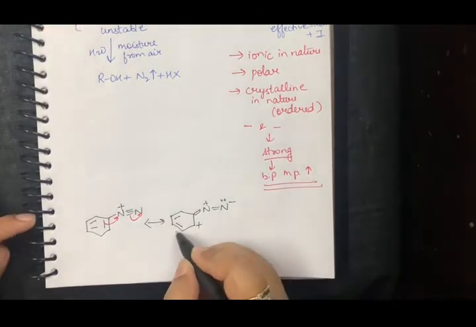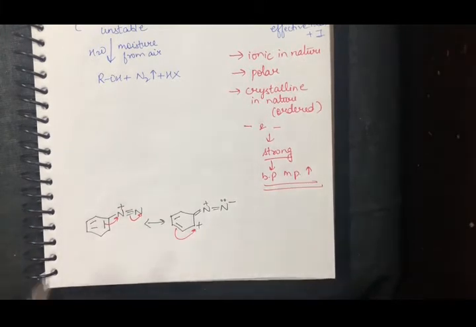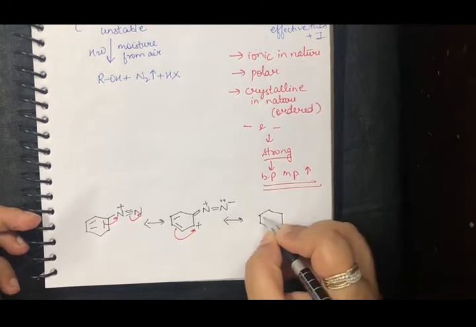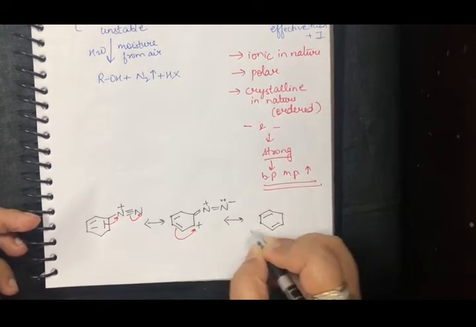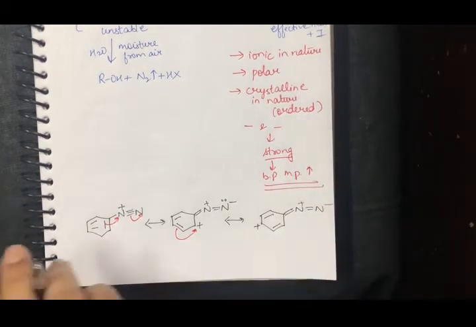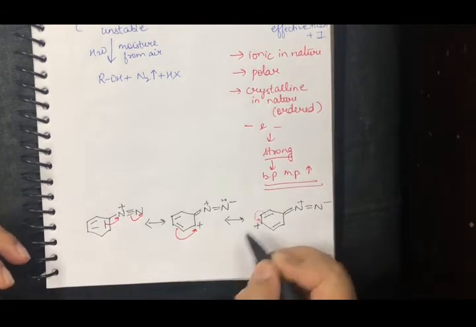Now this carbon is positive, so this will give its bond here. In the next structure, we'll have this here, this here, and here it will be positive. So it is again going to be the same. So now what will happen? This will give its bond here.